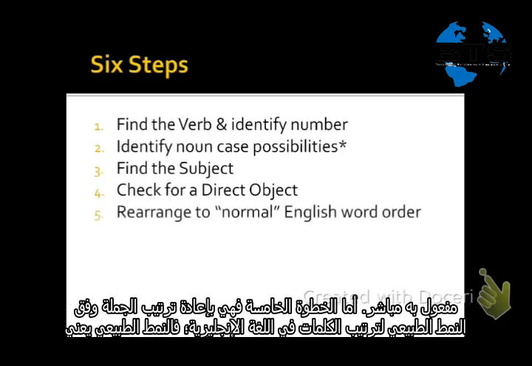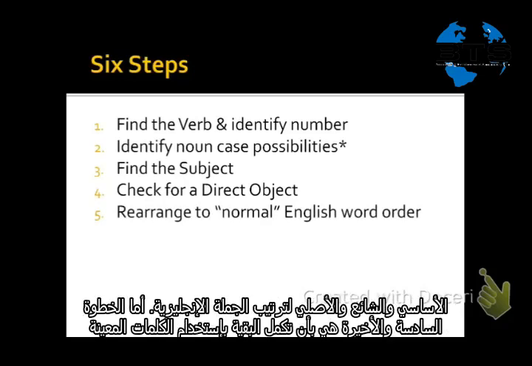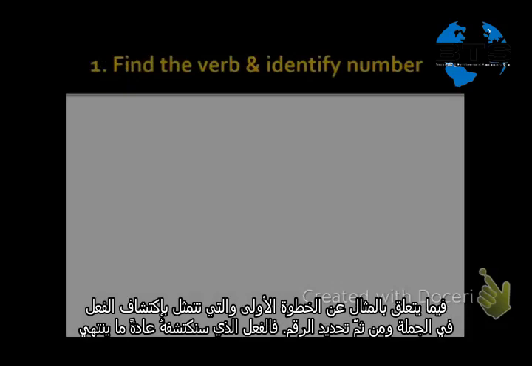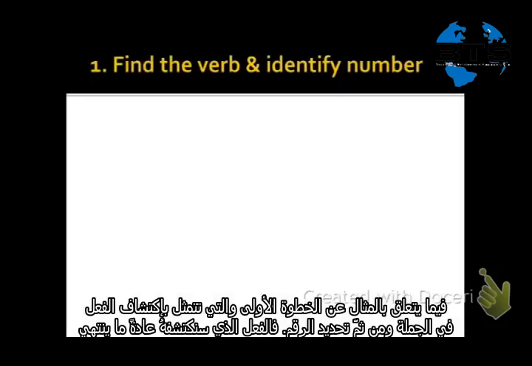Fifth, you rearrange the sentence to, quote, normal English word order. Normal meaning more basic, common, natural sounding English sentences, the order that they normally go in. And sixth, last step, is that you fill in the rest. The remaining words you have, you fill in. Steps 2 and 6 have a star because they have sub-steps that you need to follow, but these are the 6 core steps.